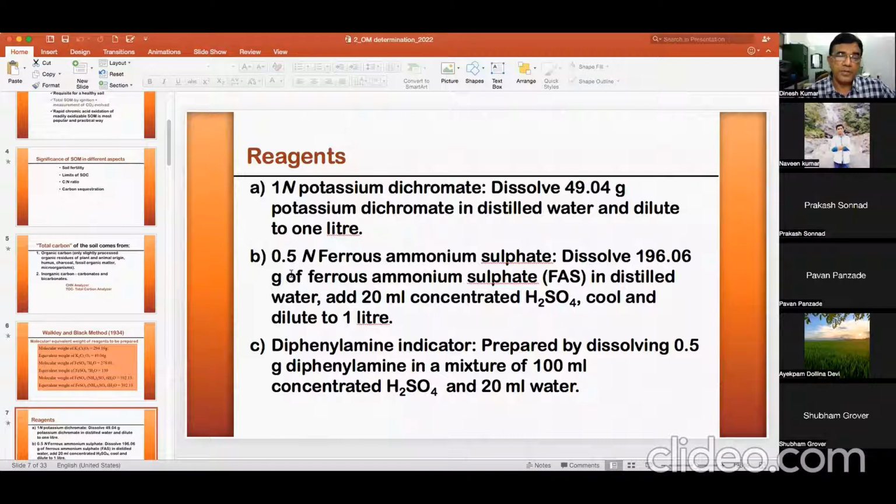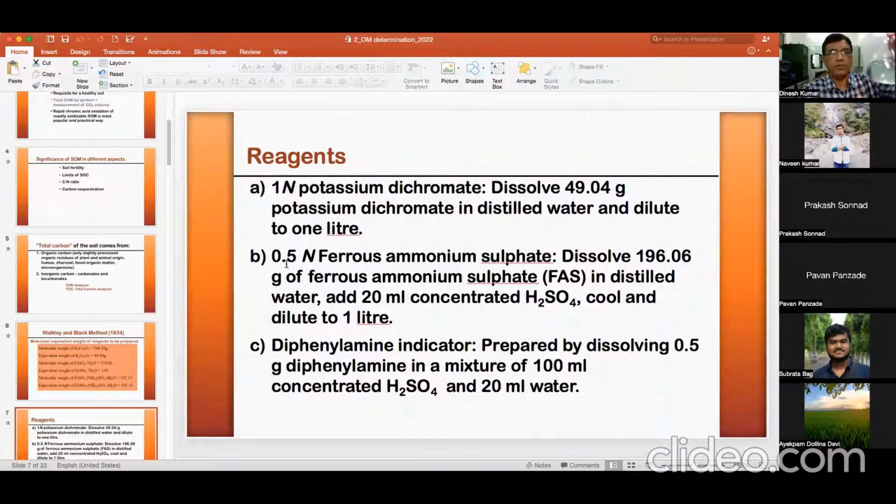Then another solution you need to prepare is ferrous ammonium sulfate solution. Ferrous sulfate, ferrous ammonium sulfate. So, dear students, you can see the solution of ferrous sulfate, and you can also use ferrous ammonium sulfate. Sometimes it dissolves with a little difficulty, so you can use a little warm water, and you can also add some sulfuric acid into it, and it dissolves.